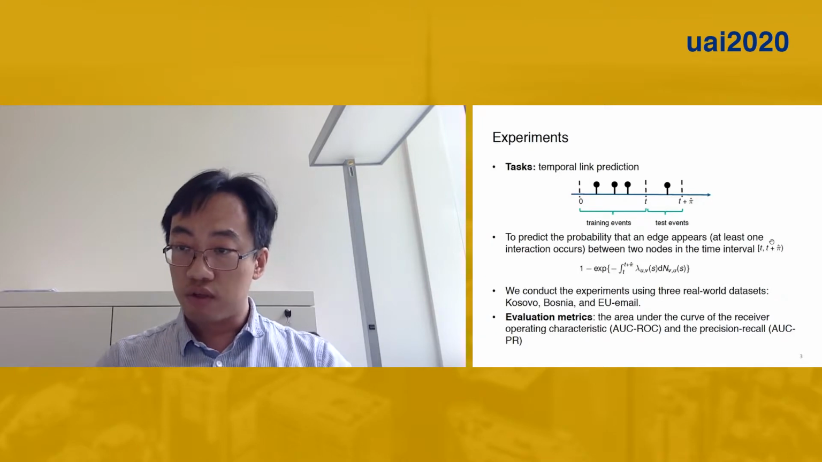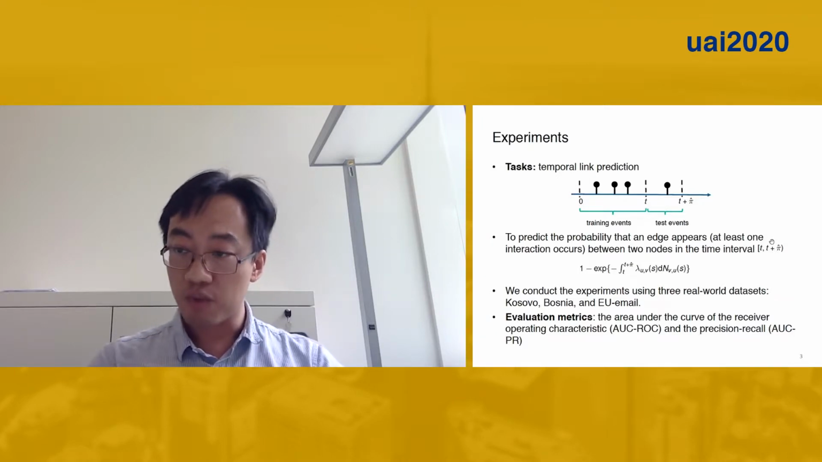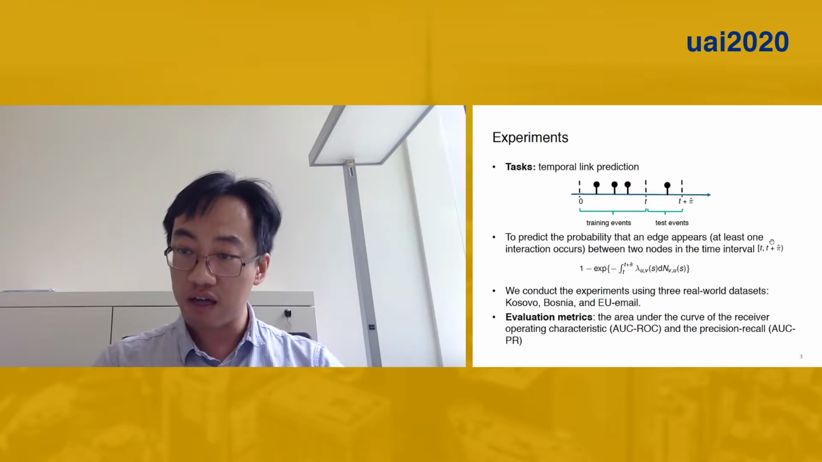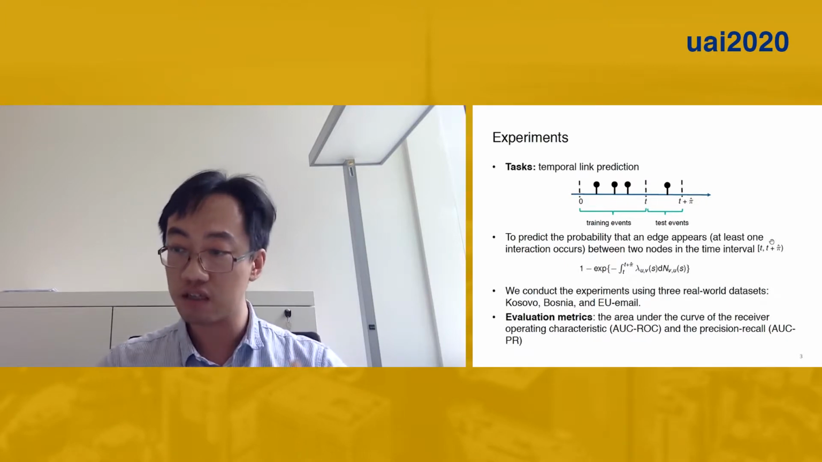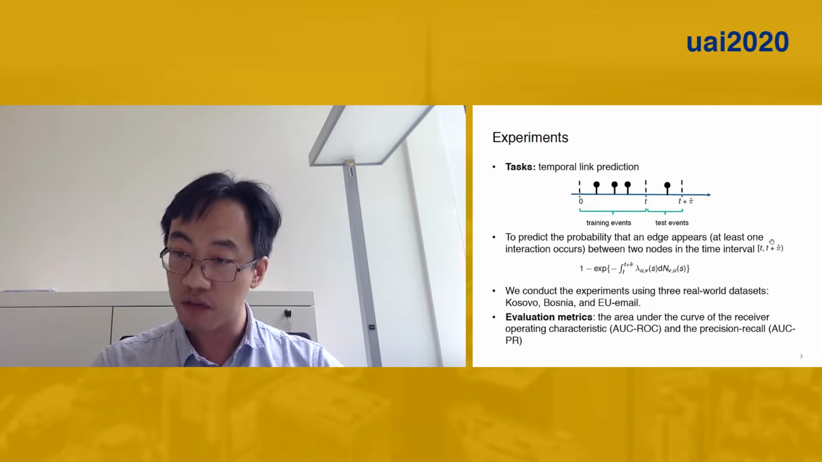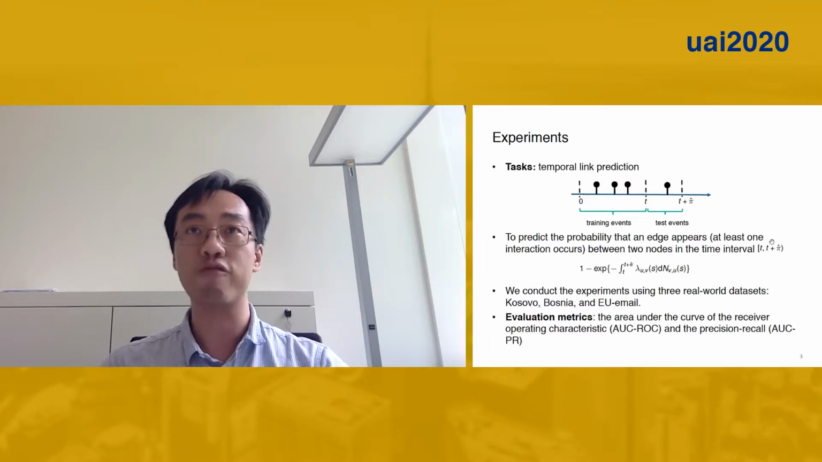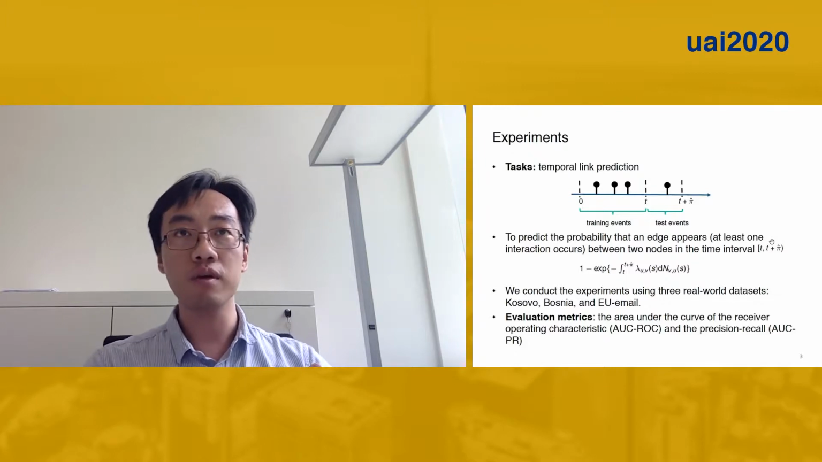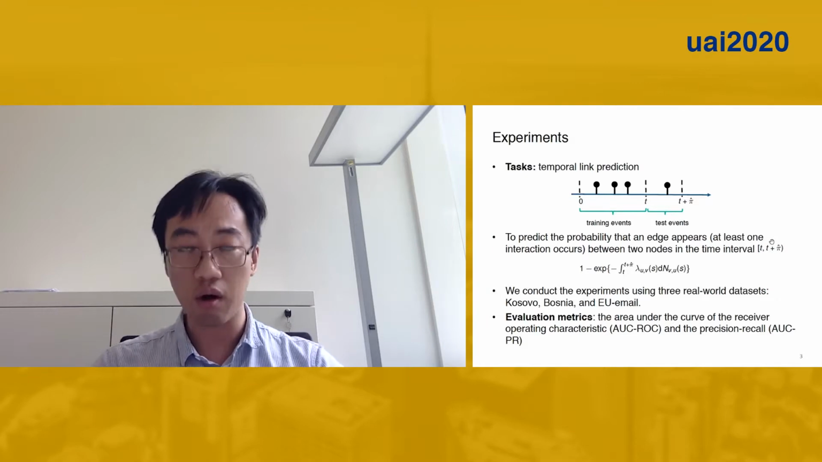To demonstrate the proposed method, we conducted experiments on real-world data for the task of temporal link prediction. In short, for the task of temporal link prediction, we have the events from 0 to t as the training data to infer the model parameters for all the different methods. Thereafter, we use the trained model to predict whether there is a link from t to t plus delta. We evaluated all the methods using the ROC curve and the precision-recall curve.